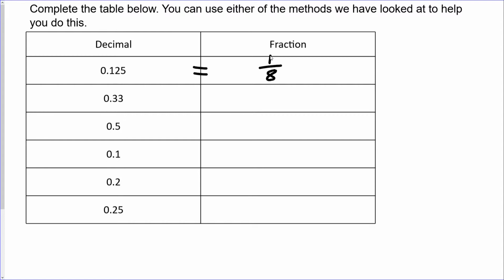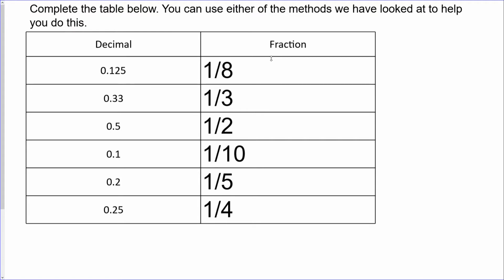Okay, so you should have given yourself enough time to complete that table. So let's have a look what we should have got. We should have known that 0.125, as we said before, is equal to 1/8. We should have known 0.33 is equivalent to 1/3. We should have known 0.5 is equivalent to 1/2. 0.1 is equal to 1/10. And 0.2 is equal to 1/5. And finally, 0.25 is equal to 1/4.